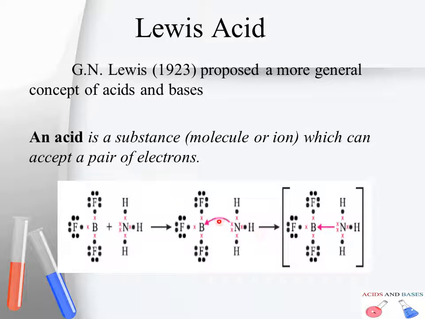As a result, an adduct formation takes place. Adduct formation is shown by square brackets, and the sign of an arrow indicates that a pair of electrons is donated by the base and accepted by the acid.